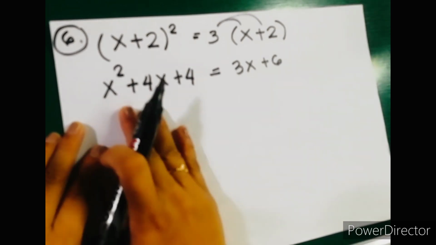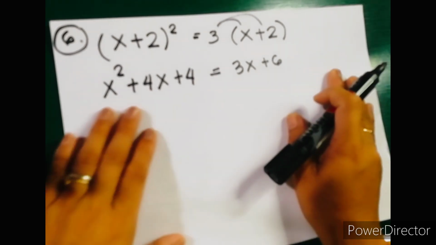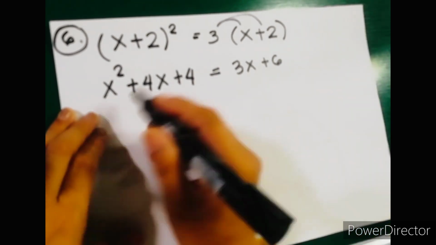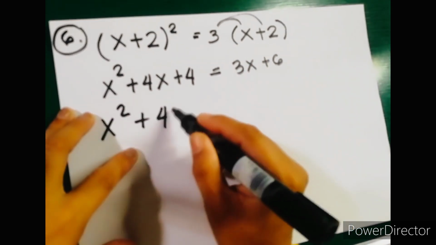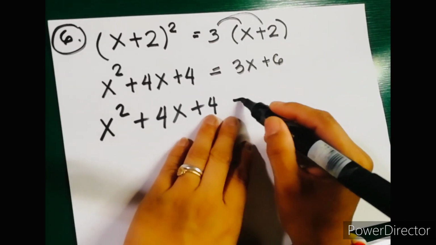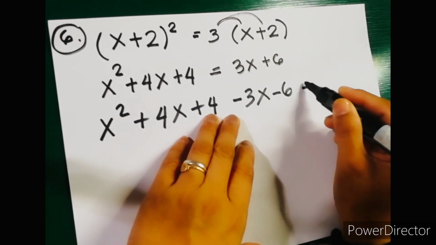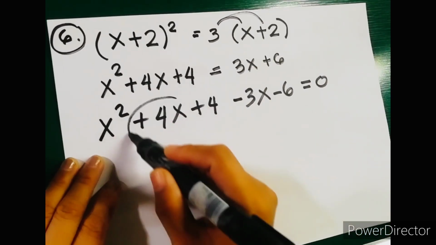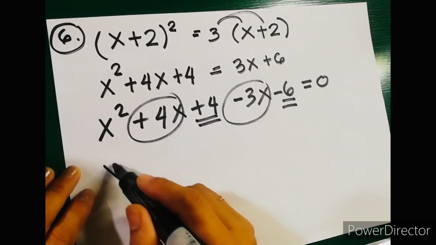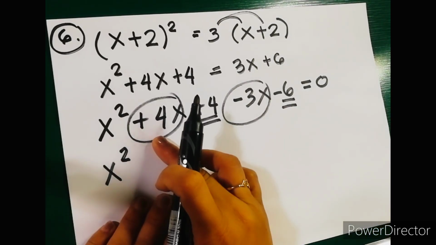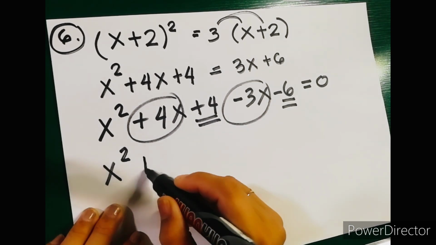And we will combine like terms, and apply the subtraction property of equality to make the right side of the equation 0. So x squared plus 4x minus 3x minus 6 equals 0. And since we have like terms, we will combine them. So positive 4x minus 3x is positive 1x.